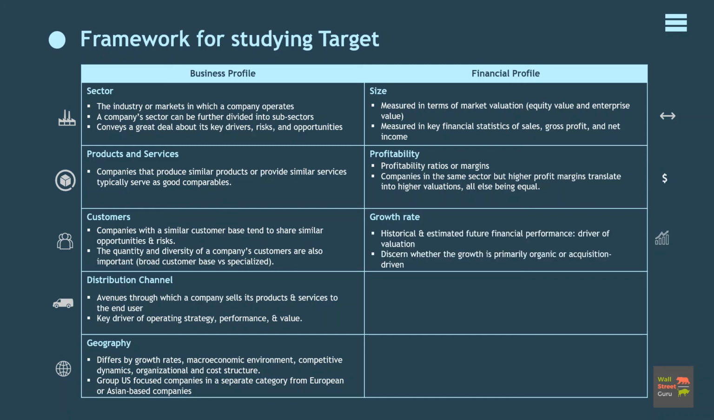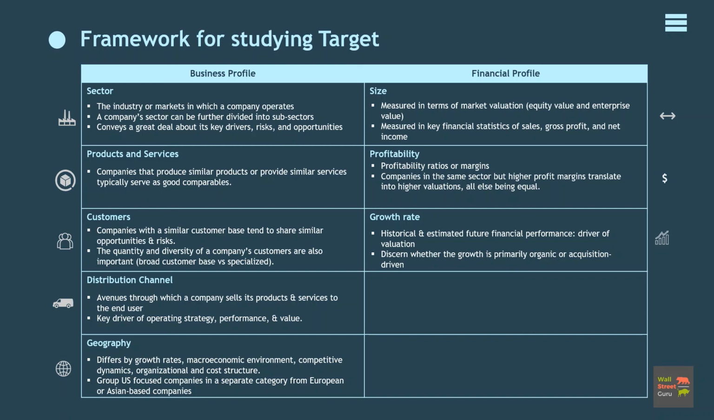A company's growth profile, as determined by its historical and estimated future financial performance, is an important driver of valuation. Equity investors reward high-growth companies with higher trading multiples than slower-growing peers. They also discern whether the growth is primarily organic or acquisition-driven, with the former generally viewed as preferable.